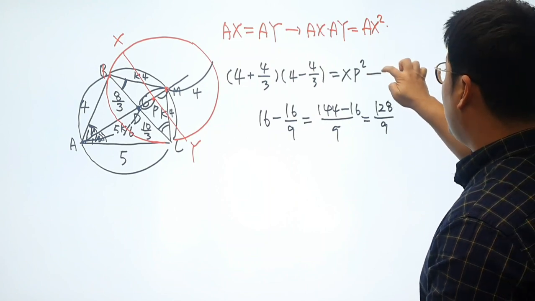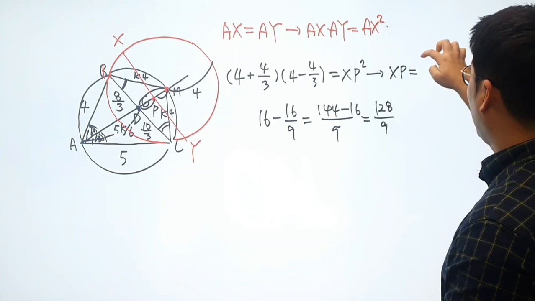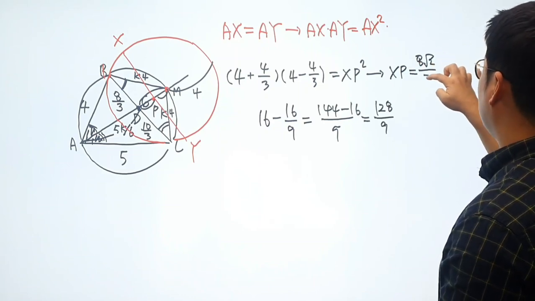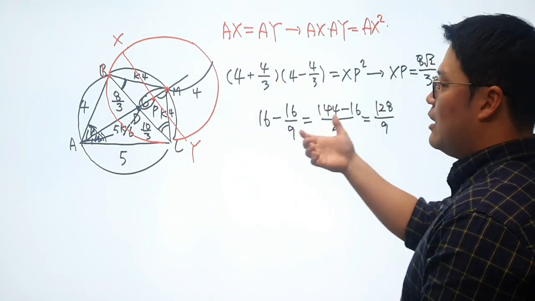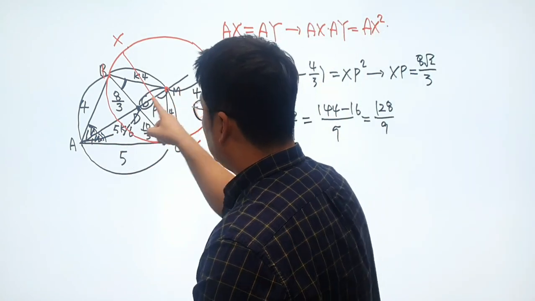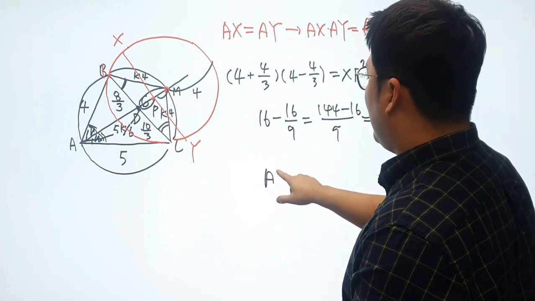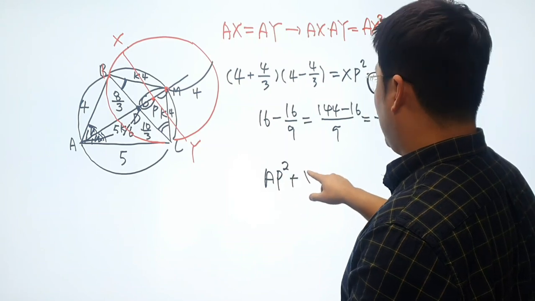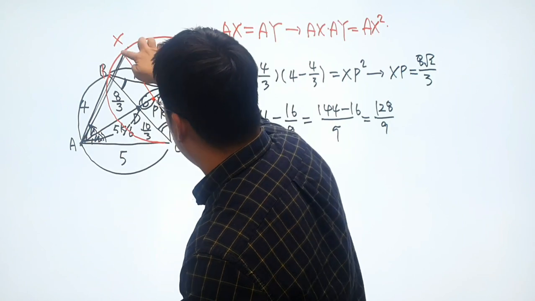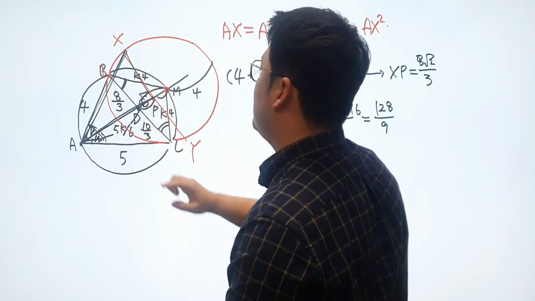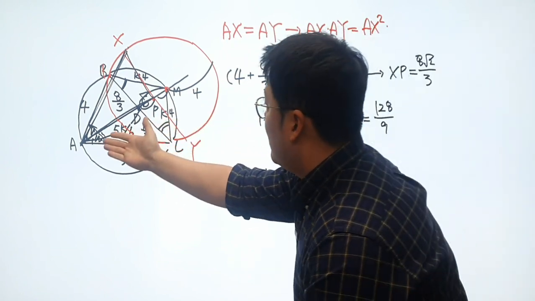All right, so what do you know about XP then? XP squared is 128 over 9, so XP is 8 root 2 divided by 3. Got it. So we got XP as 8 root 2 divided by 3. And I know that the whole thing's supposed to be 6, but I'm only subtracting 4/3 out of it. So AP squared plus XP squared. Thanks to Pythagoras, we can use that this is going to be a right triangle. So we got AP squared plus XP squared, which is like that.